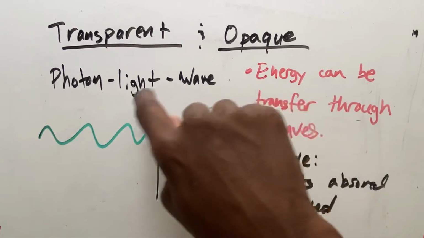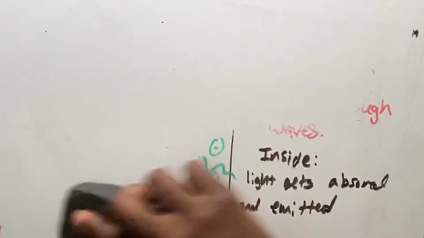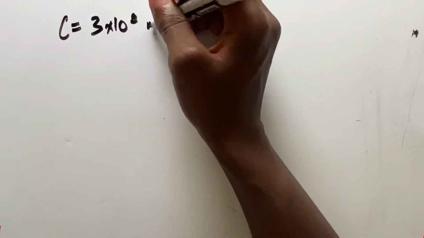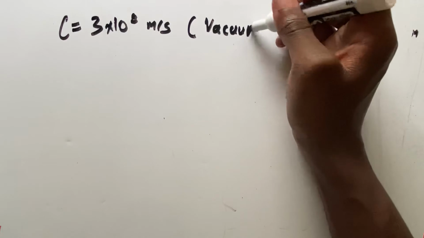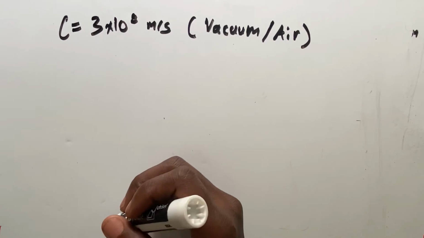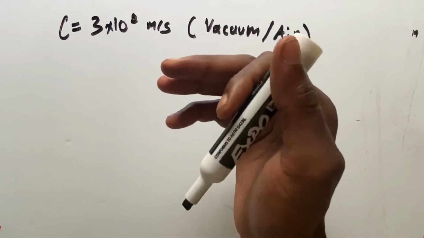So let's talk more about how light behaves when it goes into a different material. So first of all, when light travels in different materials, the speed of light is going to change. So c, which is the speed of light, we know it's 3 times 10 to the 8. So this is in a vacuum slash air. So light can also travel in other materials like water or glass or diamond.